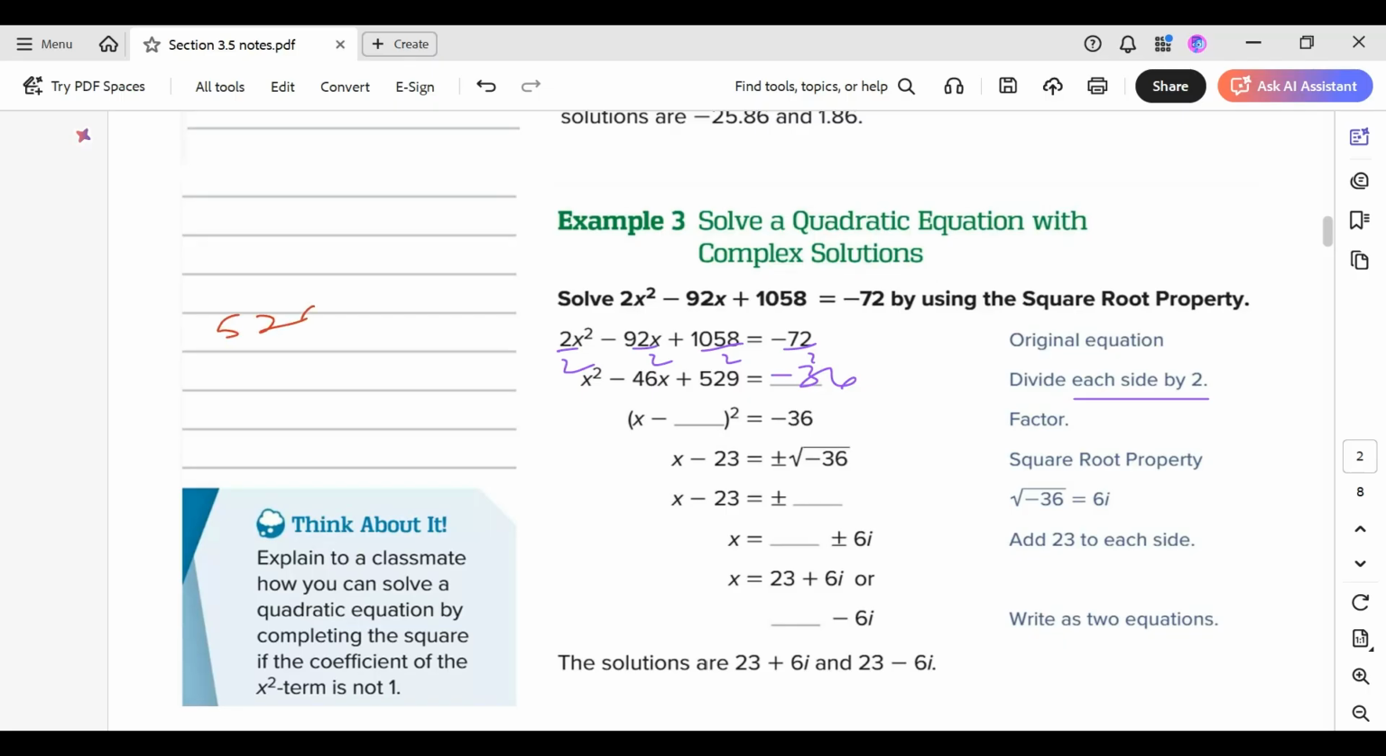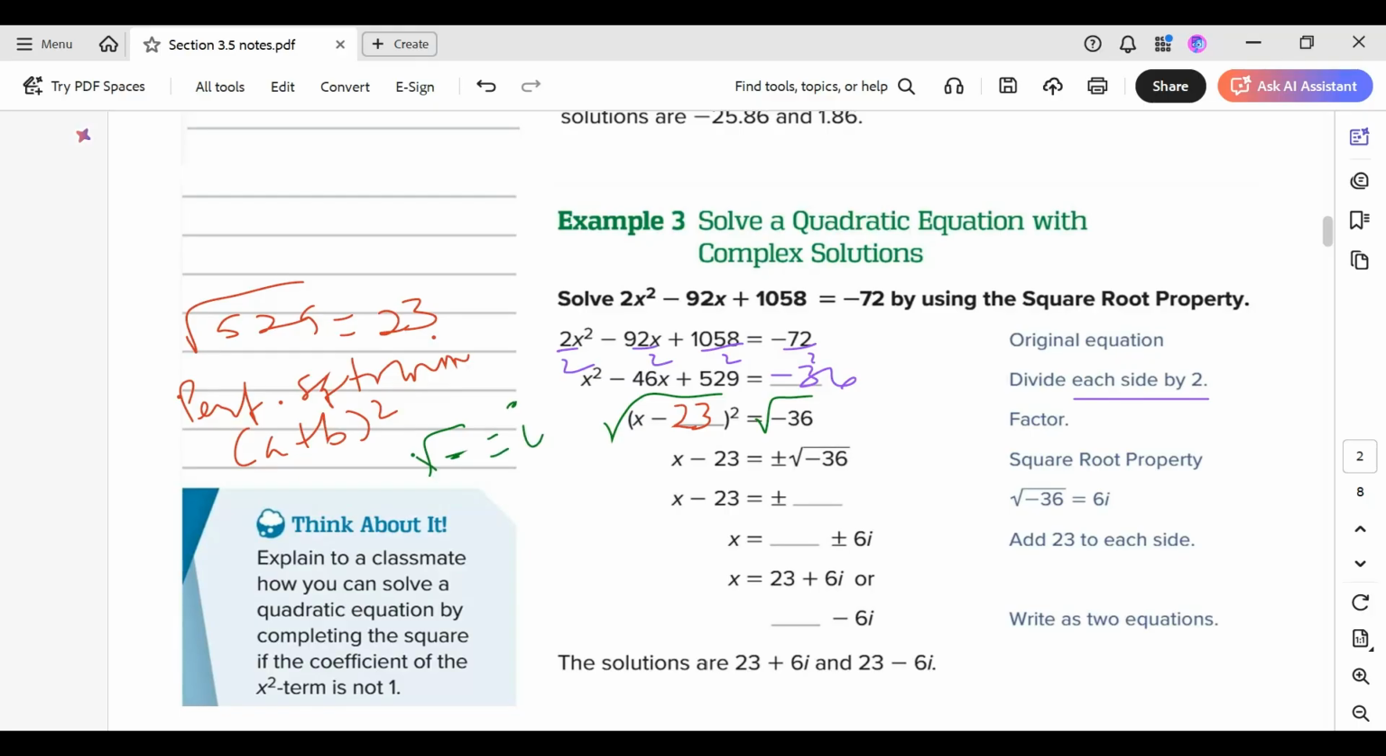So 529, if you take the square root of 529, that is actually equaling 23. So this collapses as a perfect square trinomial in the pattern of (a plus b) squared. So that's where we get our (x minus 23) squared equaling negative 36. We then take the square root of both sides, where we become x minus 23 equaling positive negative square root of negative 36. Now, square root of negative 36, remember that's the i value. When you take the square root of a negative number, we are using the i piece. So it's x minus 23 equaling positive negative 6i.